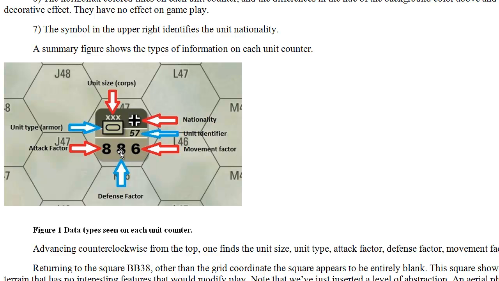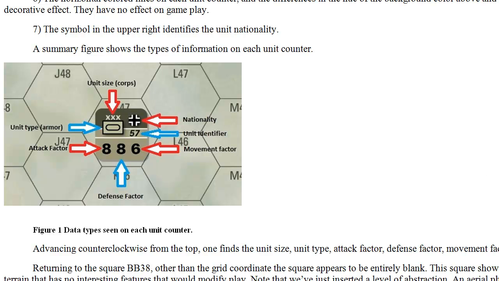There is the attack factor, the defense factor, and the movement factor. Those numbers matter. There is the unit identifier, this is the 57th, and then there is a little symbol, there's the German plus sign. For the German allies there are little flags. The unit identifier, the nationality, occasionally are relevant to play because there are certain restrictions on movement and replacement that affect some German units differently from others.